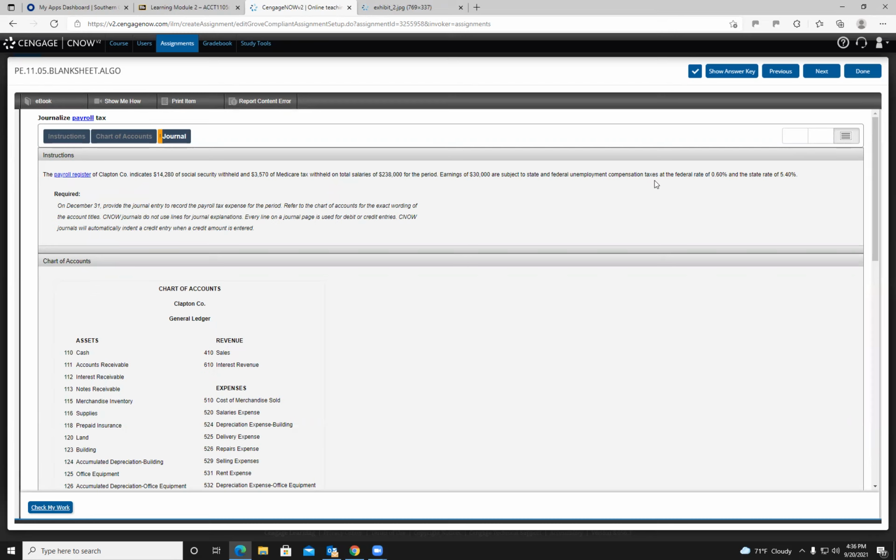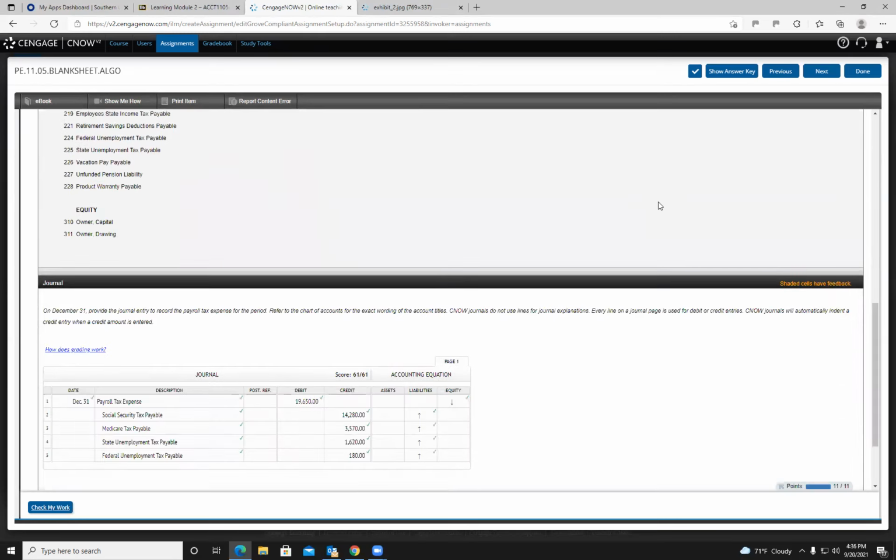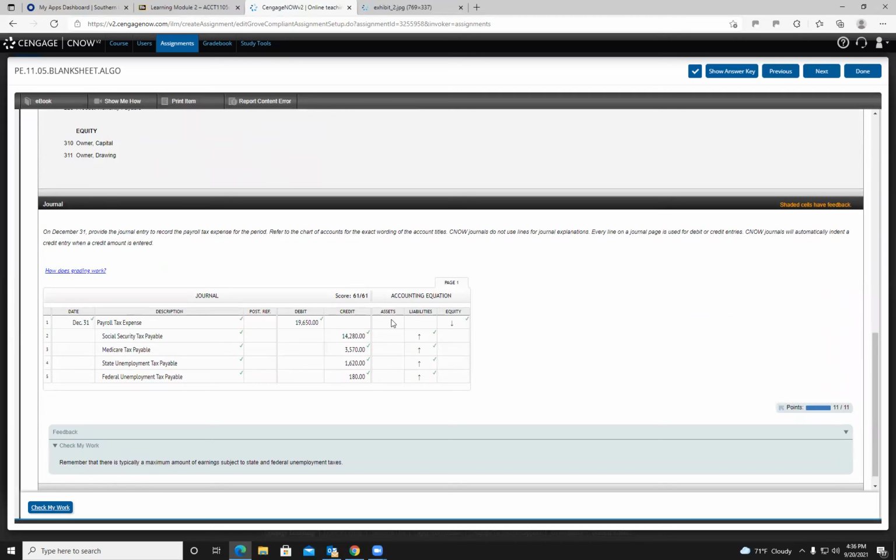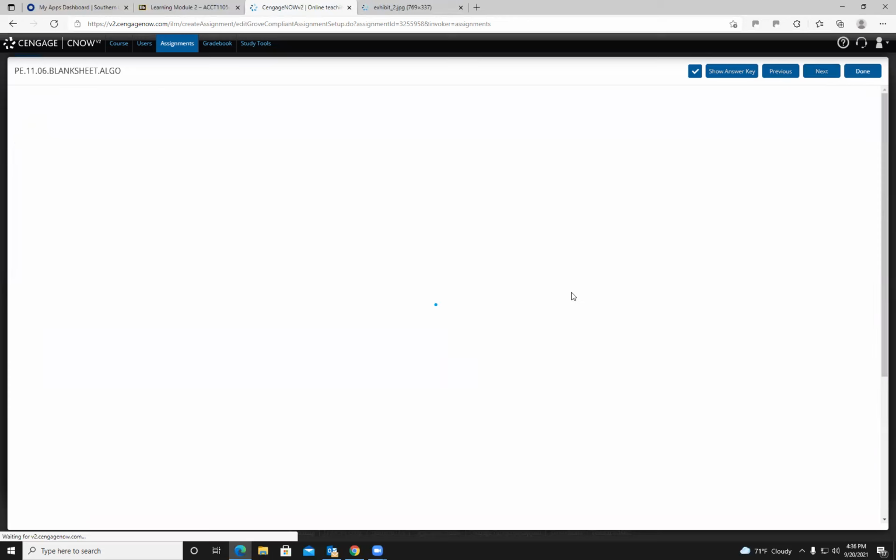But let's look back down here. Once we calculated all of the payables that we're going to pay as our portion of the payroll taxes, we're able to add up all those credits to know exactly how much is going to be our payroll tax expense. And we can go ahead and record that as our debit. So let's move on to the next problem.